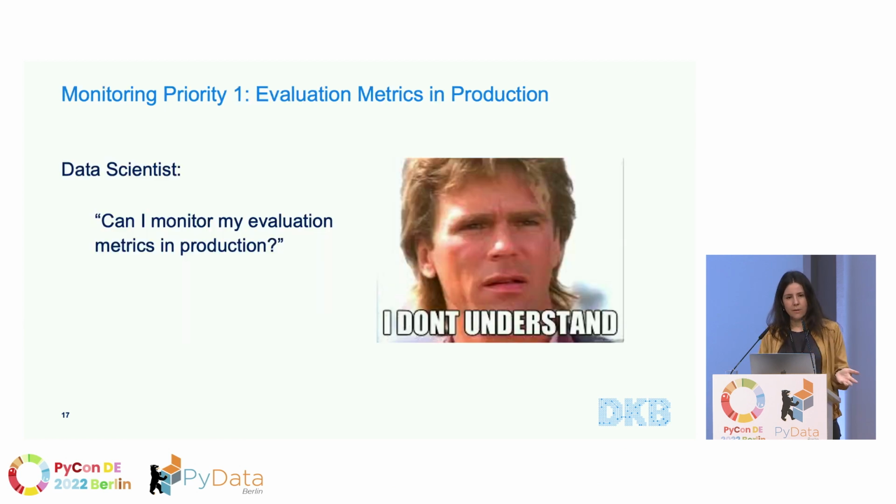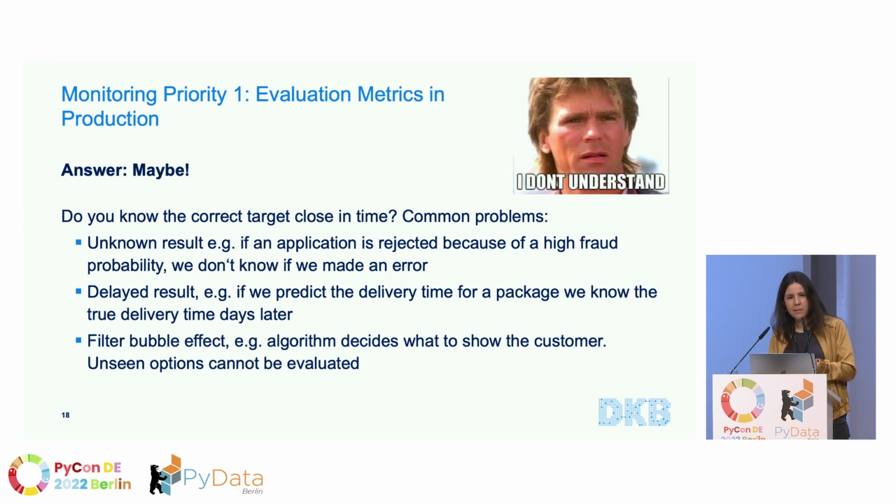Okay, so a very common question I get when I talk to other data scientists who want to put the model into production is: is there a way that I can monitor what I evaluated on the evaluation set also in production? For example, in this case, precision and recall. And maybe you can. It depends on the type of application that you have. So do you know the target of your prediction close in time? There are some problems in production where you cannot have it. Typically it could be an unknown result.